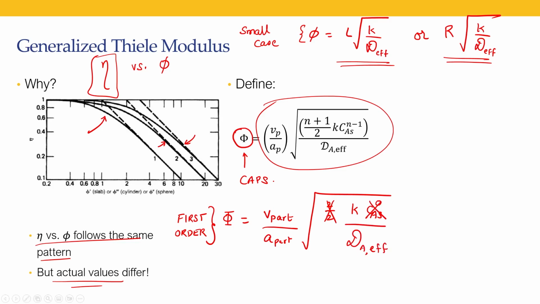D_AEFF. Okay, what is volume by area for a slab? For a slab, volume by area is L.